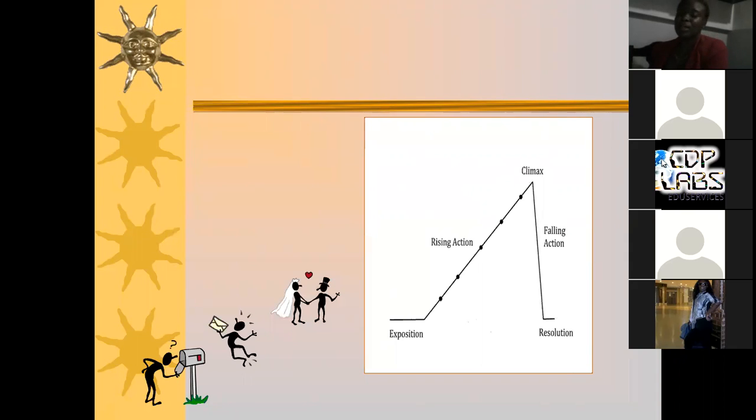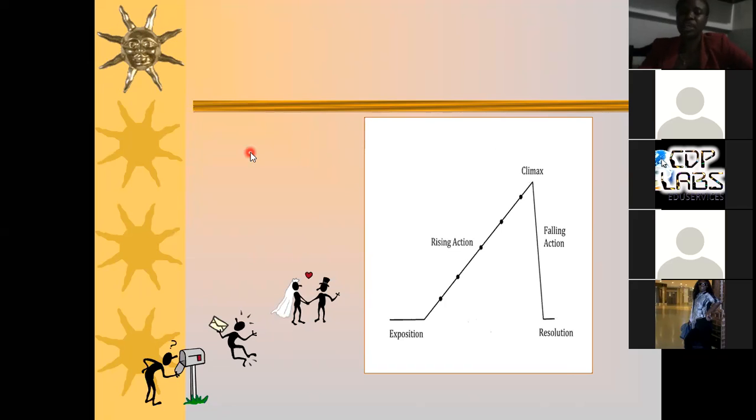So basically, the plot of a story is the series of events. So if you notice, I have a little man down here. All right. So he looks into his mailbox. He gets a letter, and so each one thing leads to the other. So what we have in plot is a series of events, each connecting to each other, right? So the plot is the series of events, or what you call the chain of events.